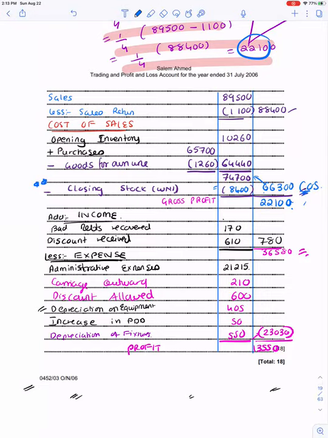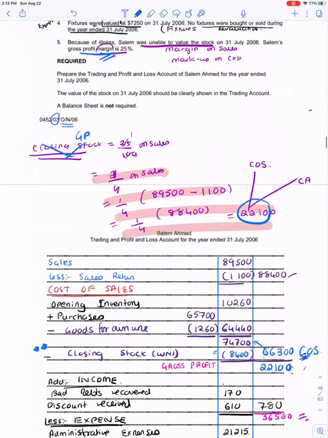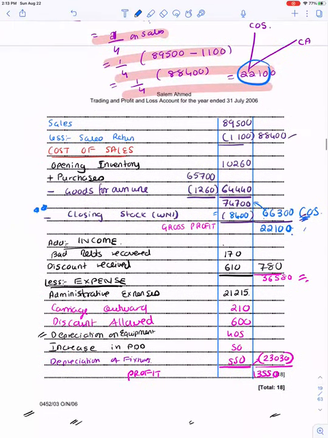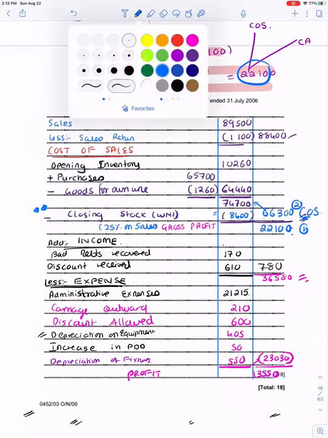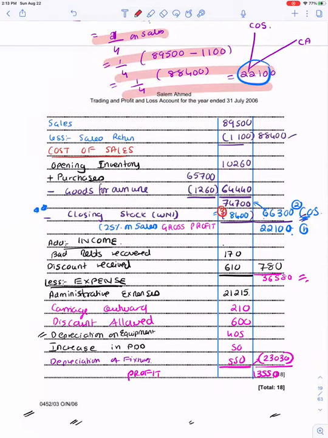So what was the mistake that we did was, we had gross profit margin as 25% and we assumed that closing stock was 25% on sales. So the gross profit is 25% on sales. You find this first, then you find the cost of sales, and then you arrive at the closing stock. Now because of this, these figures would change.